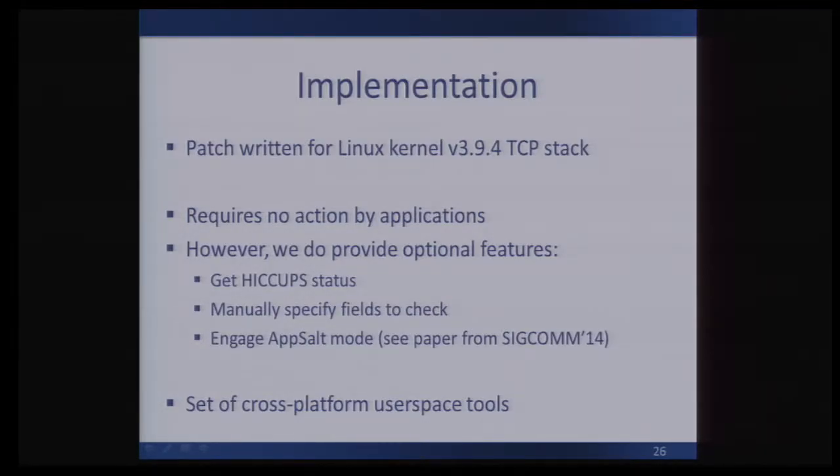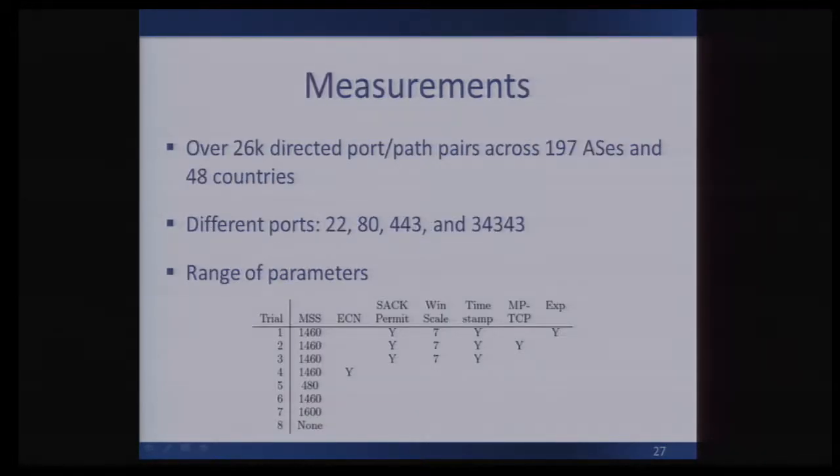And we also have a set of cross-platform user space tools so that we can do some one-off testing in cases where we can't or don't want to alter the kernel. So we used our tools in some measurements that we ran on the general internet using PlanetLab and also CAIDA's ARC. The goal with our measurements is that if there was some sort of interesting behavior happening, we wanted to find it. So we tested a range of different ports and parameters. For instance, we check different ports because prior work has shown that some paths exhibit port-specific behaviors, where a middlebox may be operating on one port but not the other. And so we wanted to be able to detect and find that.